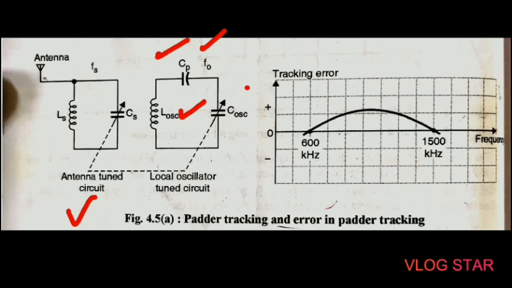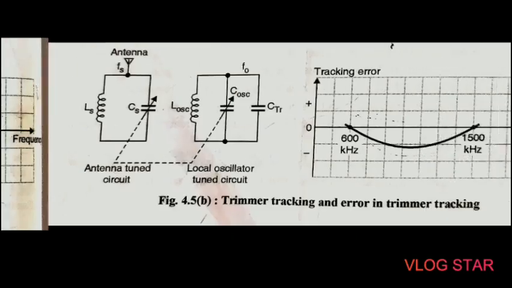So here in that figure we can see, due to the series connection of this CP and COSC, the effective capacitance is generated. Its value is always less than that C oscillator alone. That means this will increase the oscillator frequency, making the tracking error positive. So here we can see this tracking error is positive, and the pattern capacitor is adjusted to have zero tracking error on two extreme points on the frequency dial. Okay, so in case of pattern tracking, the positive error will be generated like this on positive half side, and the CP, that is pattern capacitor, is connected in series with the oscillator coil, that is LOSC.